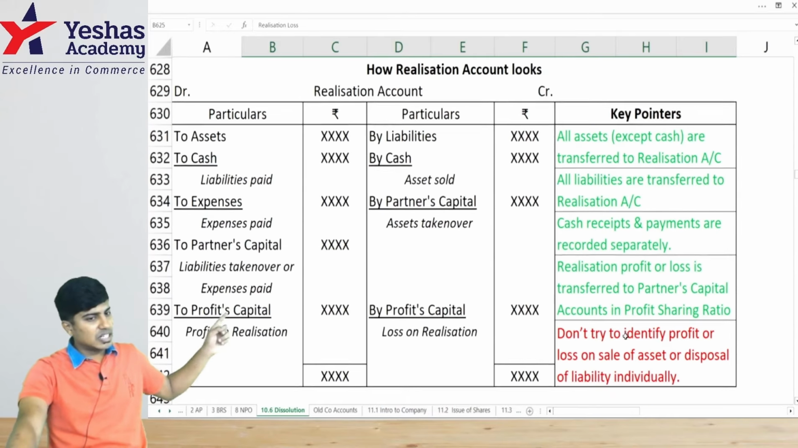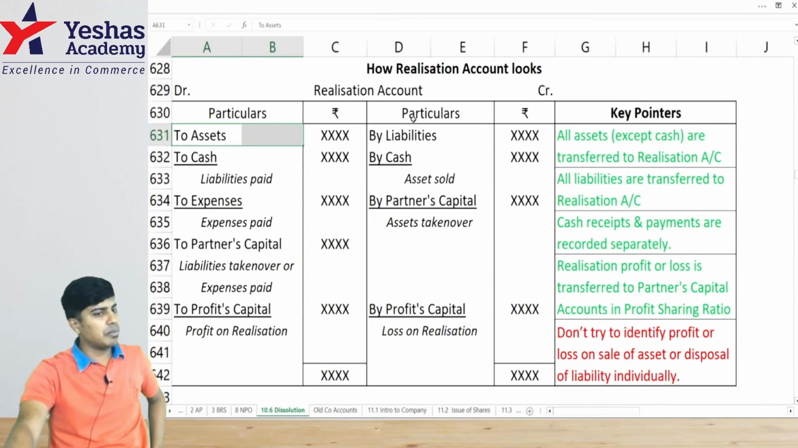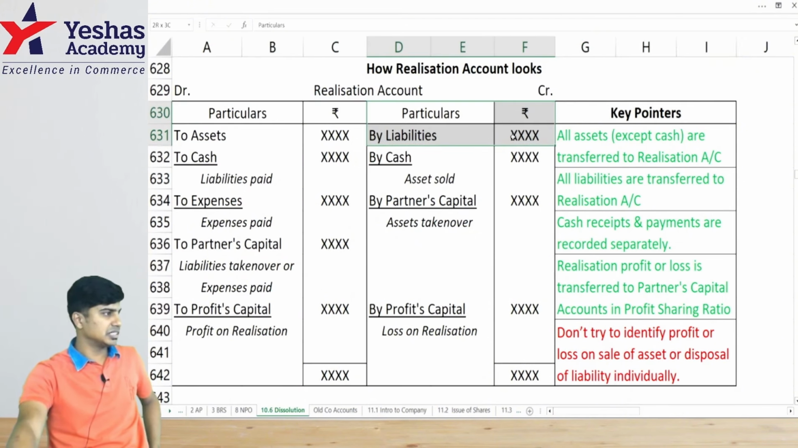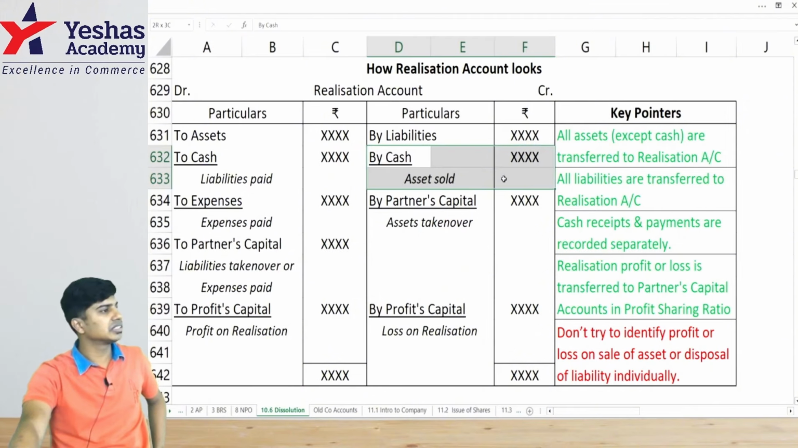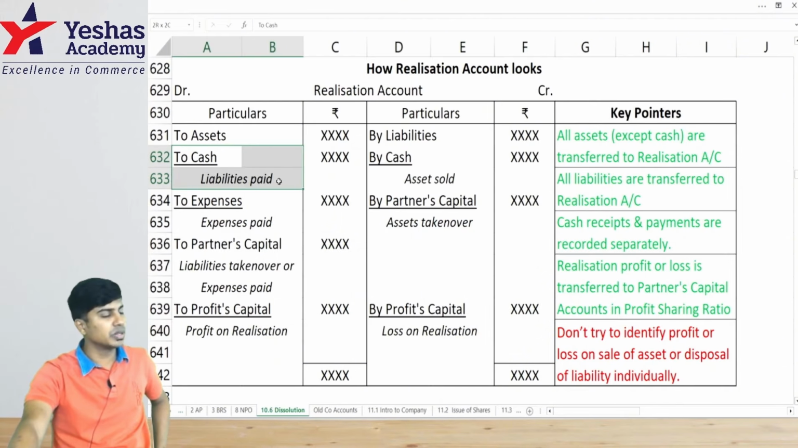If you prepare the ledger out of this, this is how it will look. When you transfer assets, realization to assets. When you transfer liabilities, by liabilities to realization. When you sell the assets, cash to realization, here you will write by cash. When you settle liabilities, realization to cash, here you will write to cash.